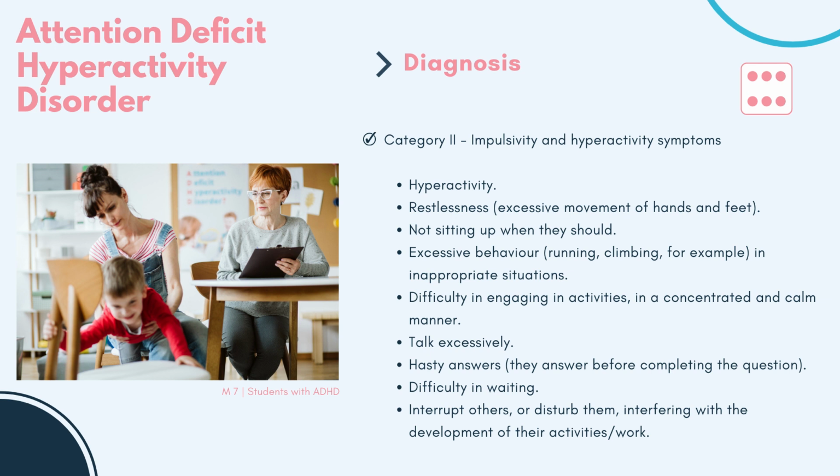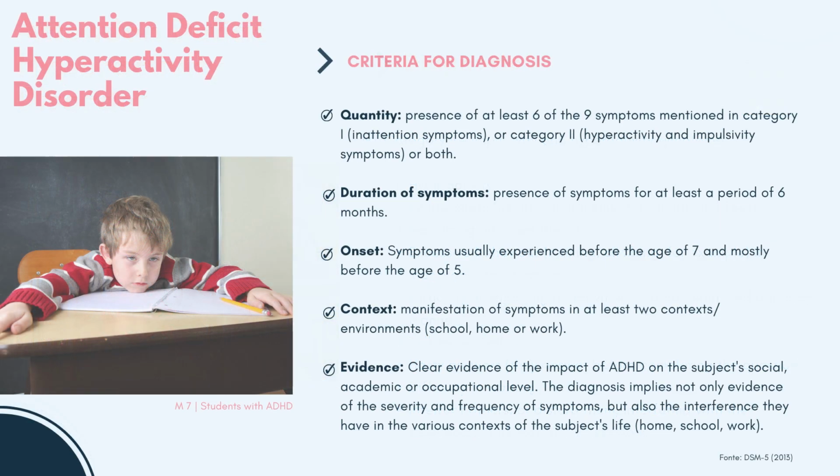In addition to answering the items in the categories presented, let us look at the criteria for diagnosis. As I mentioned, the presence of at least 6 of the 9 symptoms mentioned in Category 1, inattention symptoms, or Category 2, hyperactivity and impulsivity symptoms, or both, is required. Symptoms must have been present for at least 6 months. Symptoms are usually experienced before the age of 7 and mostly before the age of 5. And the manifestation of symptoms must occur in at least 2 contexts or environments: school, home, or work.